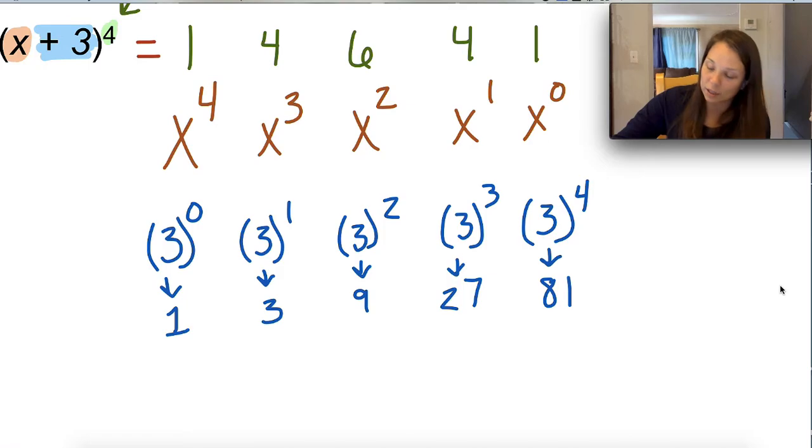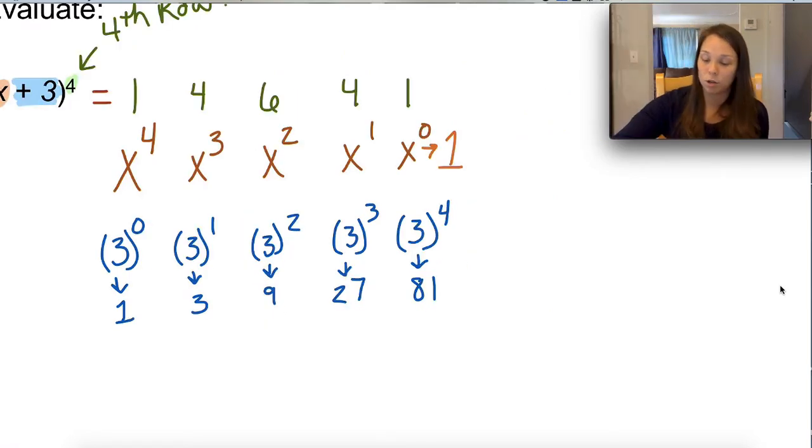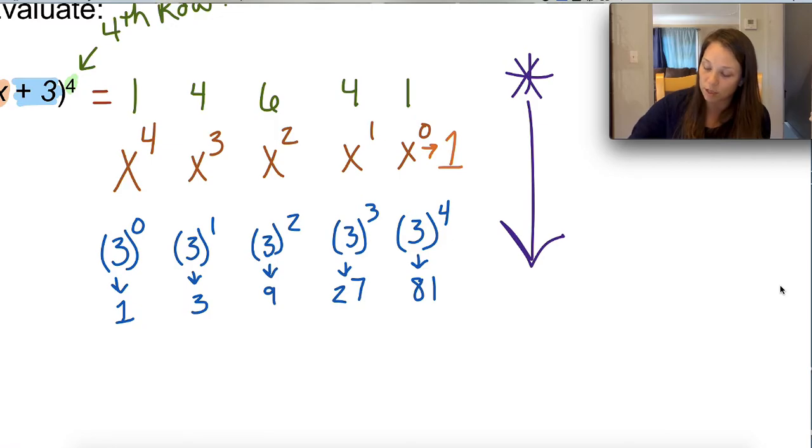The other thing we can simplify, and you might not have realized this, is x to the 0 is 1, because anything to the power of 0 is 1. So this variable x to the power of 0, we can actually simplify to be 1. The process we're going to go through next is we're going to take all of these columns and multiply straight down to get our answer.